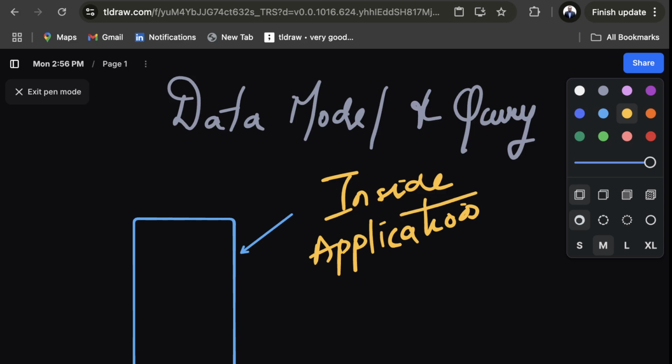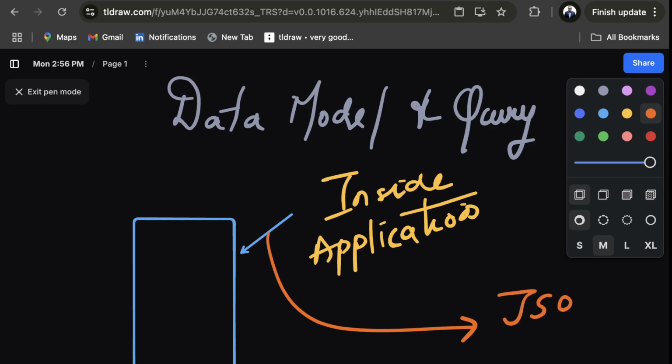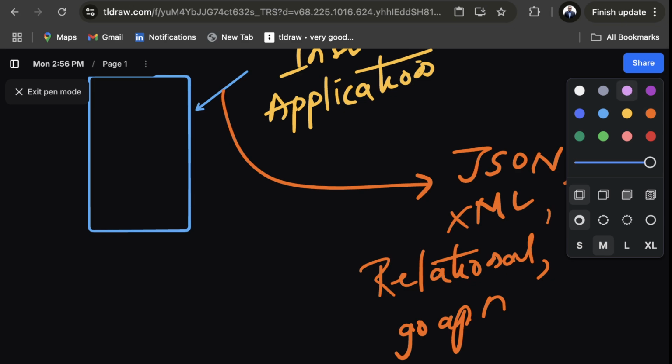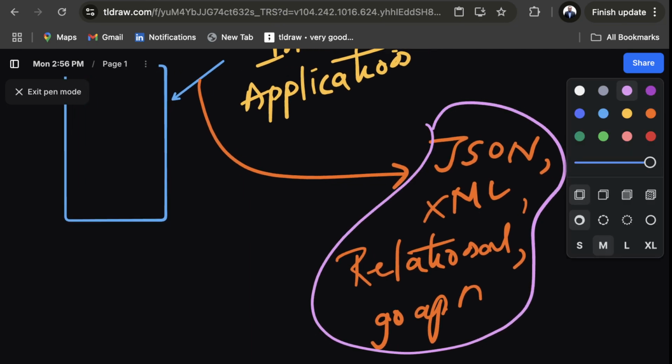We haven't gone anywhere to store the data. The moment we want to store the data, we decide how to store it, in what format. Would I be storing it in JSON? In XML? Would I be using a relational database or any other, or a graph? So these are basically data models. They indicate how my data will be arranged when I'm looking to store it somewhere outside of the application.